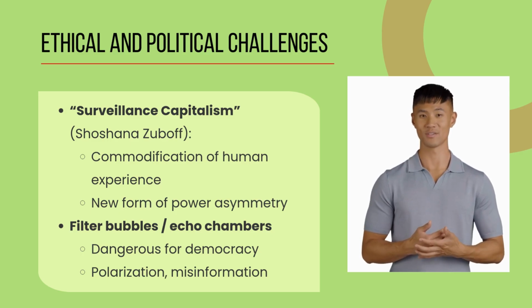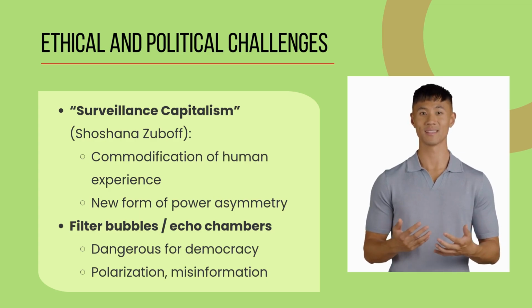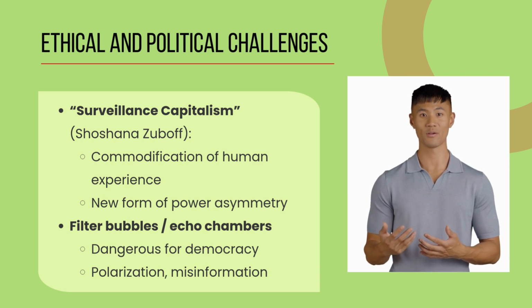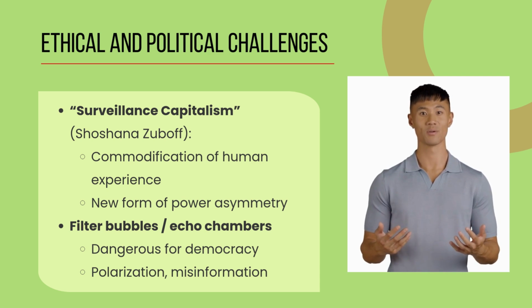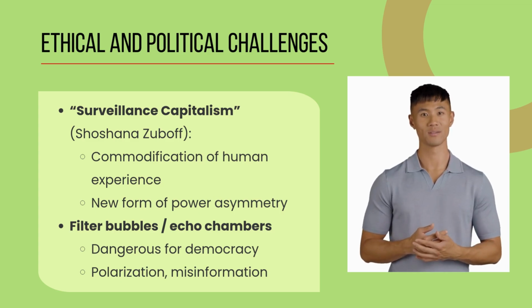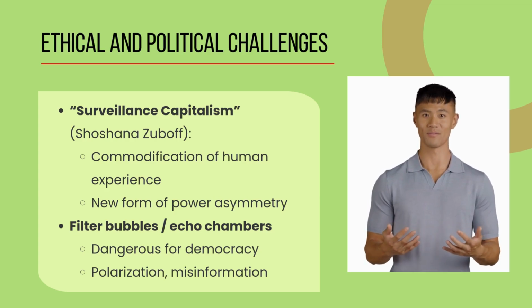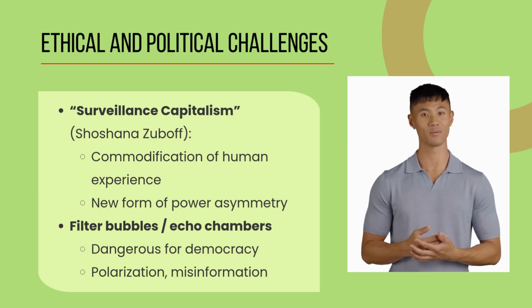That data is then used to predict and even influence our decisions. This commodification of human experience reduces personal behavior to raw material for profit, raising profound concerns about privacy, individual autonomy, and the rise of a new form of power asymmetry. At the same time, algorithms create filter bubbles or echo chambers, where we only see content that confirms what we already believe and prefer. This amplification of confirmation bias and the reduction of exposure to dissenting perspectives increases polarization, spreads misinformation, and erodes trust in institutions. And this provokes profound implications for democratic deliberation and public discourse.